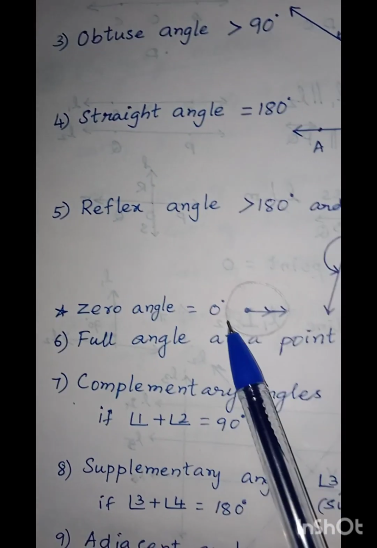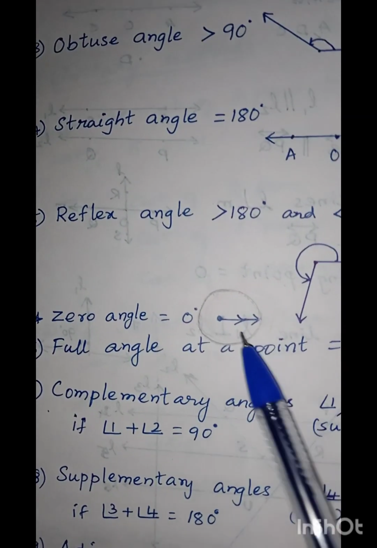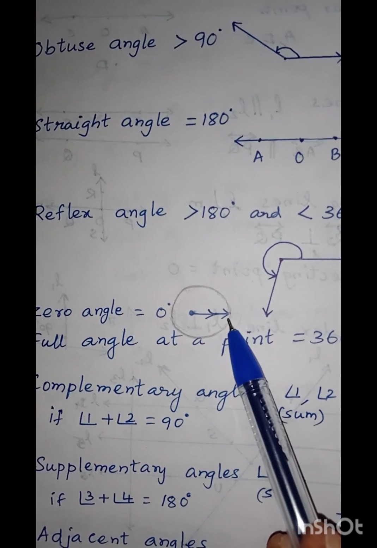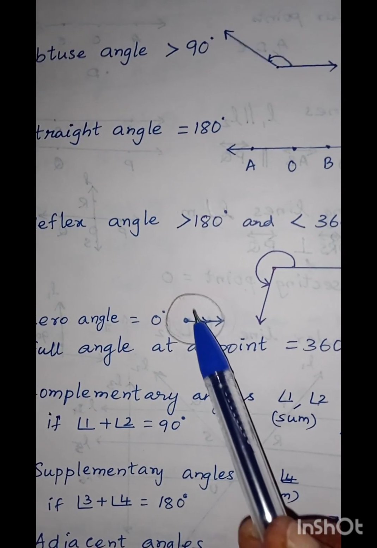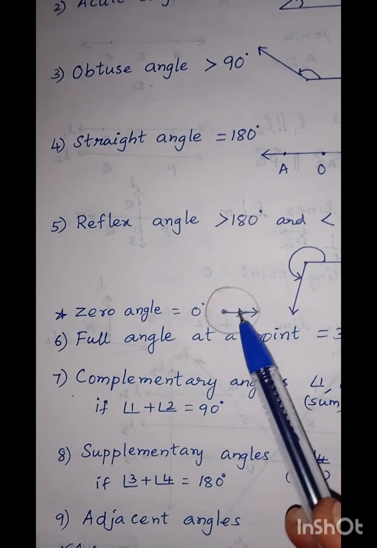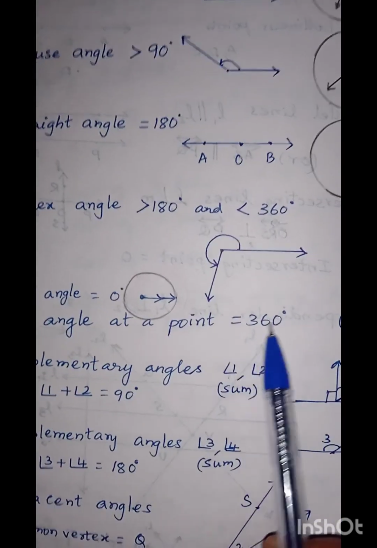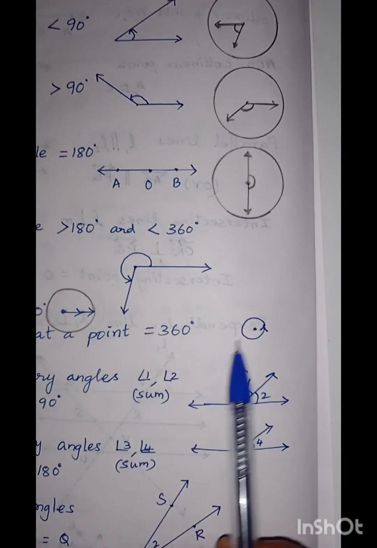Okay, next, zero angle is equal to 0 degree, and this may be inside a clock. This may be 3:15, okay, or 12, okay. It may be like this, any angle. Next, full angle at a point is 360 degree, okay, full circle.